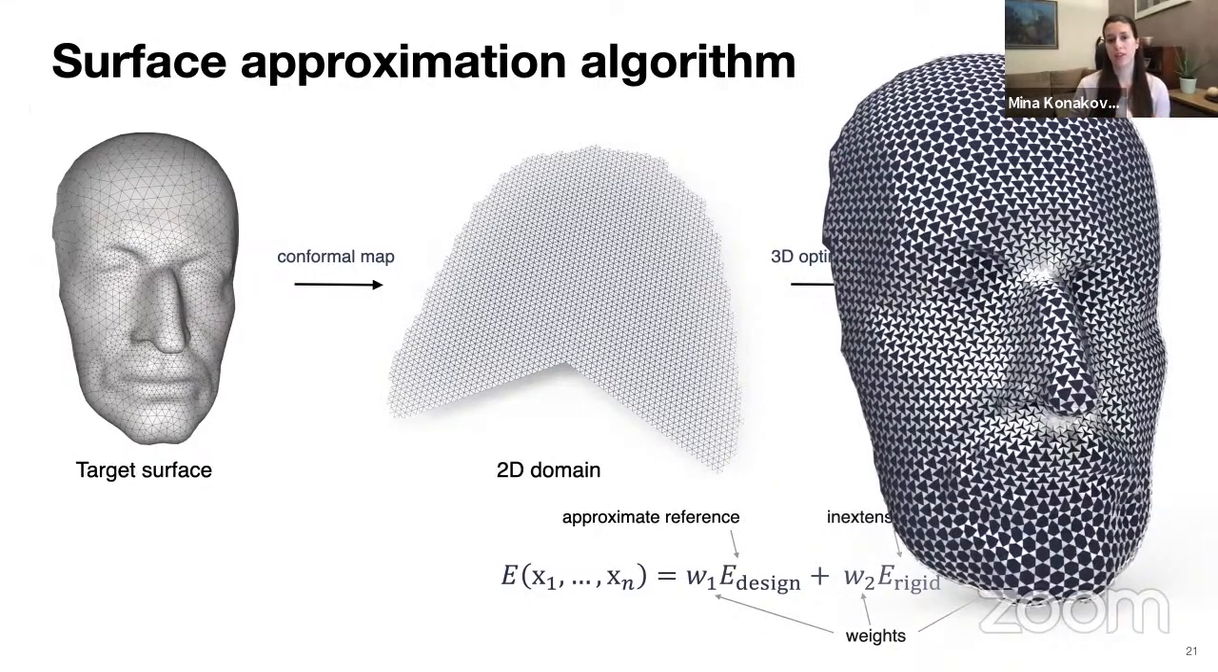So this is how the final approximation looks like. And you can see that it opens up and closes at various amounts across the surface, depending on the curvature in each region.